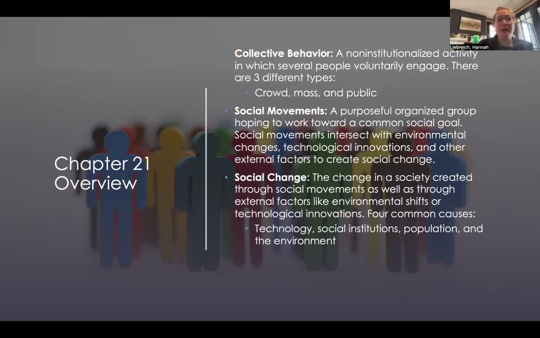Population also matters. When we see changes in population, so changes to where people live and how many people live in a particular area, that can lead to social changes and social disruption. And then the environment. Whether we're talking about environmental change and social movements and organizing around environmental justice, or just our environment, the world that we live in, our everyday lived worlds, environment matters when it comes to social movements and social change.